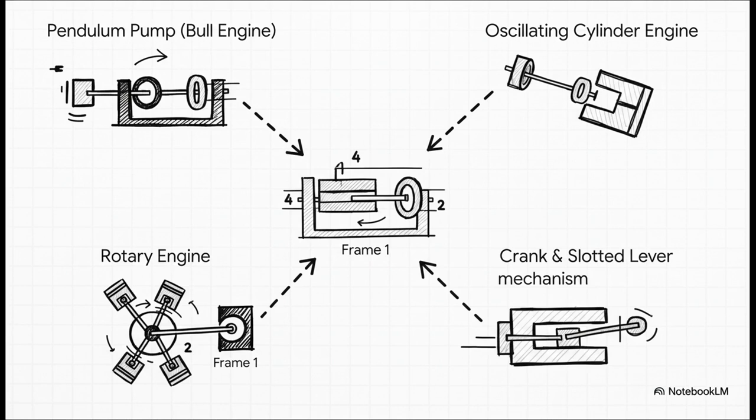Take this simple slider crank chain. It's the heart of pretty much any piston engine. Just by inverting it, by fixing different parts, engineers have created everything from simple water pumps to the legendary Gnome rotary engines that powered fighter planes in World War I. The same basic parts, just rearranged to do completely different things. That is the power of inversion.